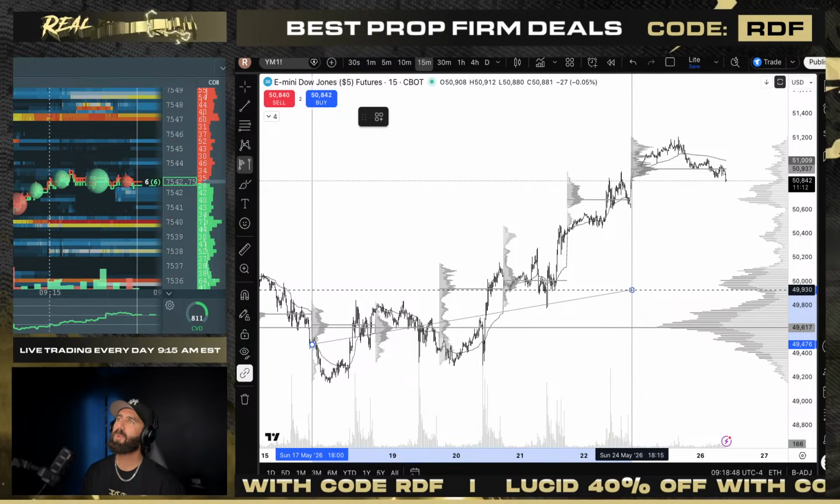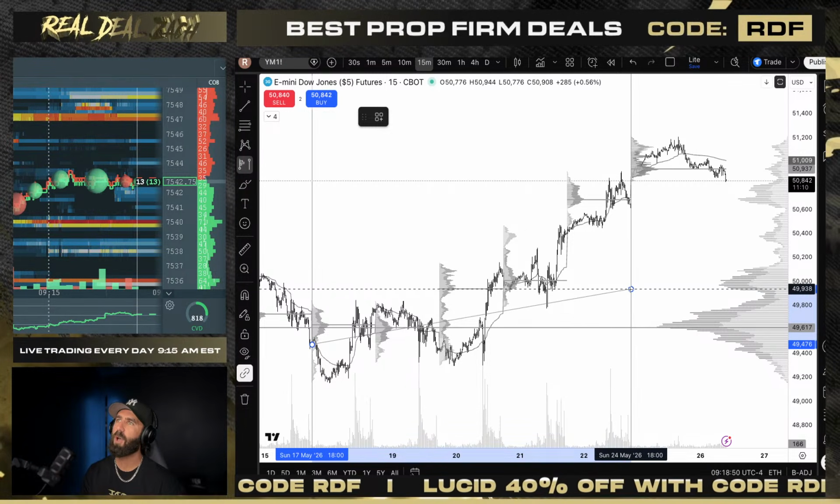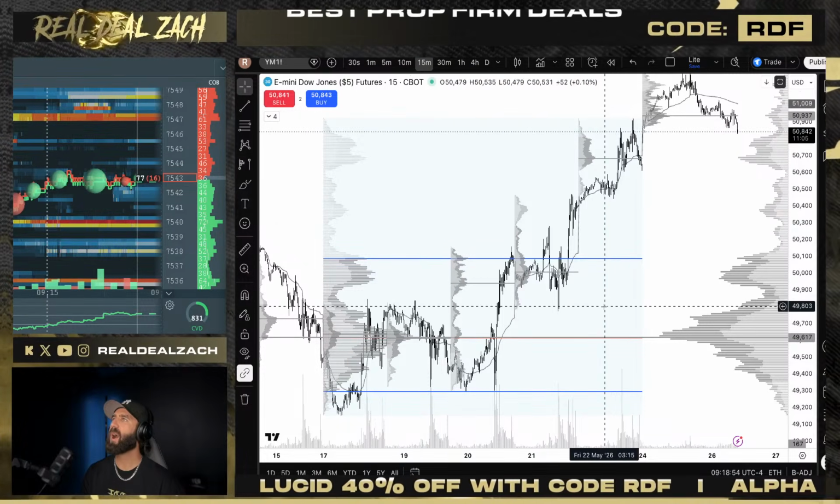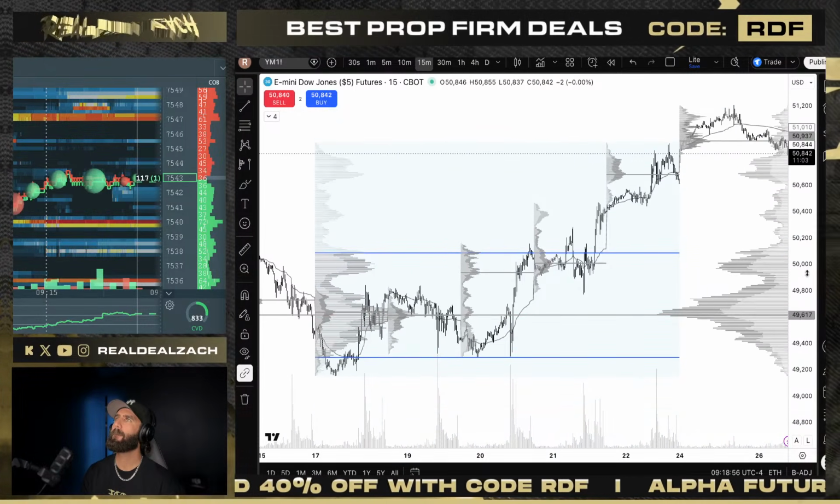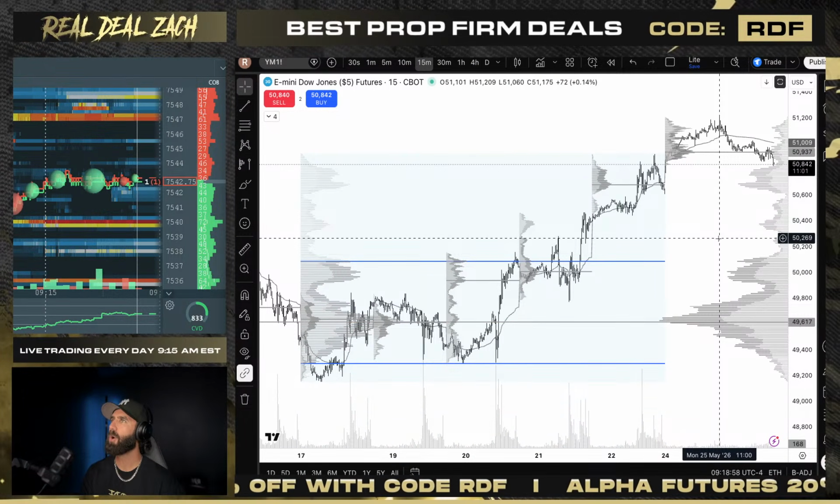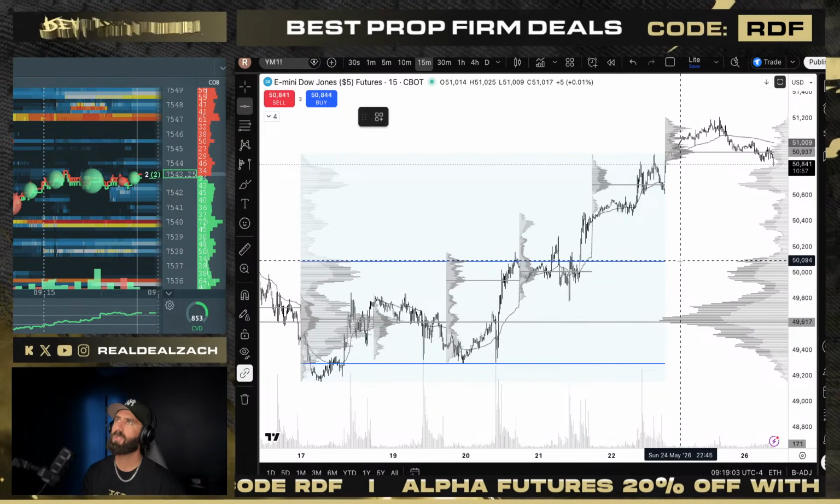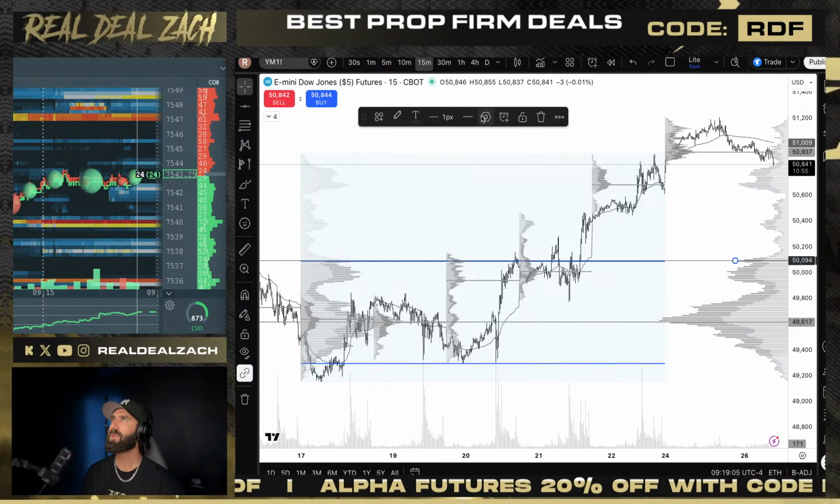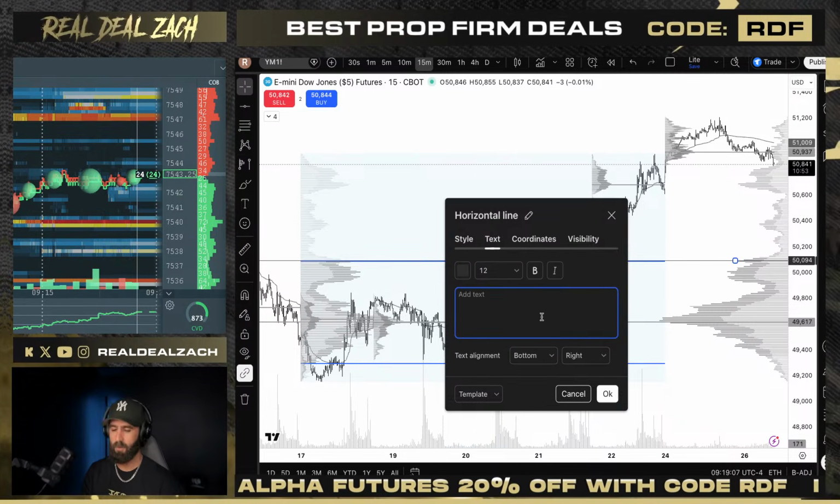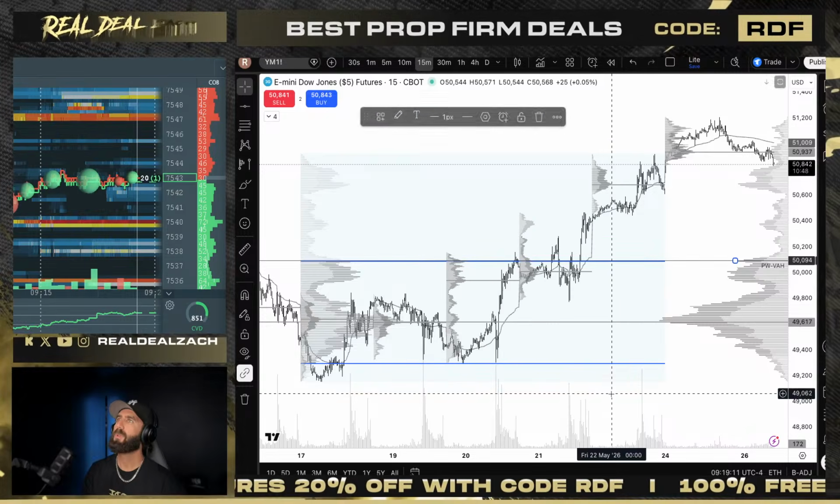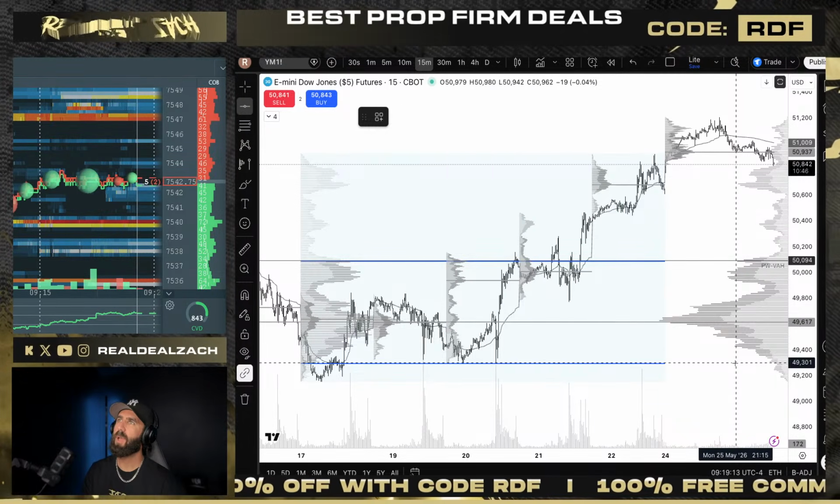But first thing I'm gonna do is use a fixed range volume profile to mark off prior week's high, prior week's low, prior week's volume point of control, value area high, value area low. So let's go ahead and get started with that. Let's get ready to mark it up. Prior week value area high. We're going to mark off prior week value area low.